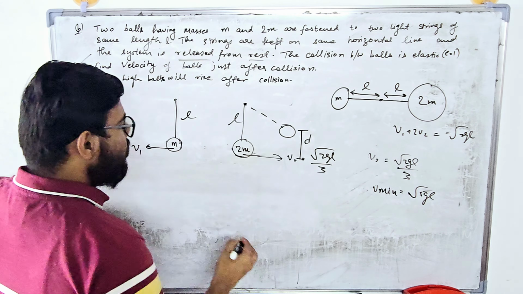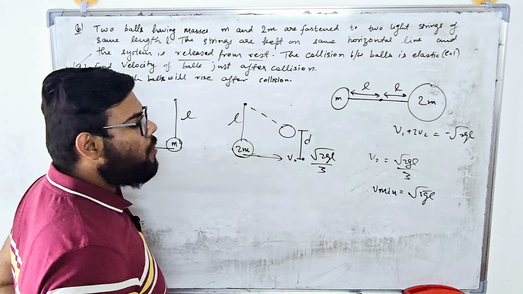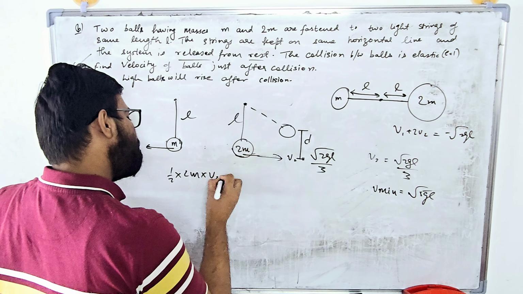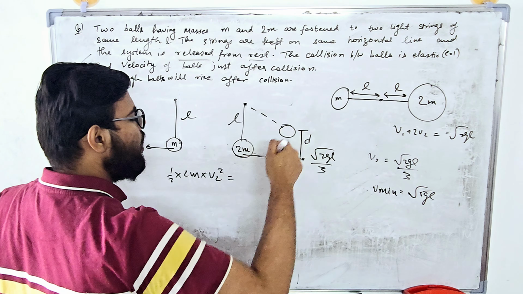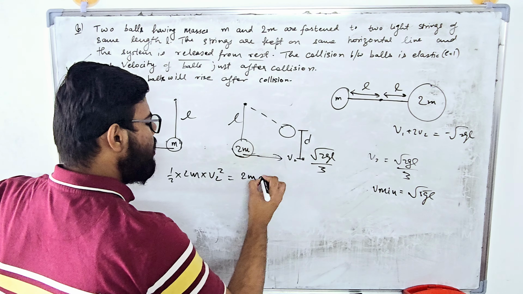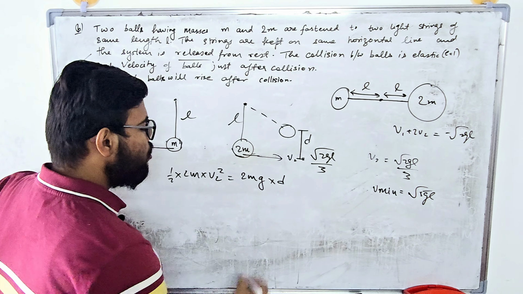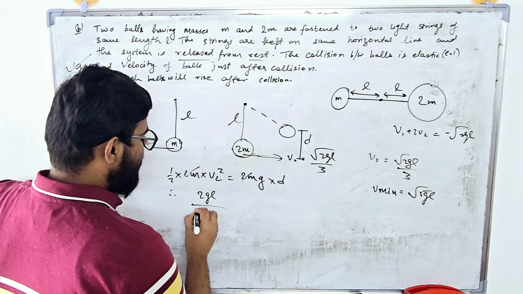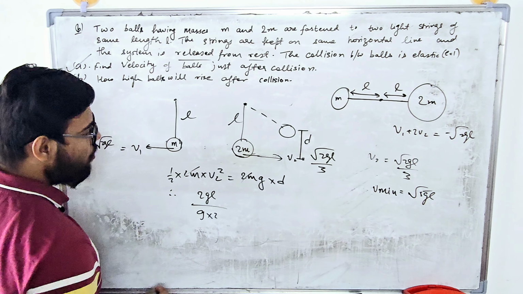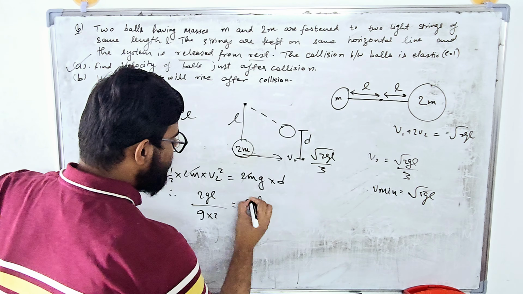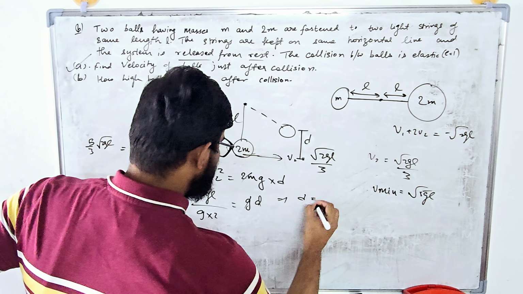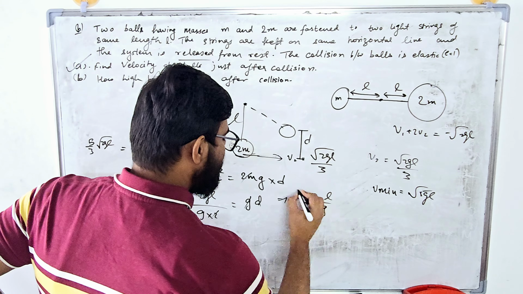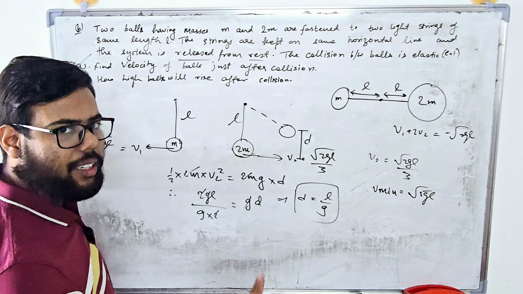By the law of conservation of mechanical energy, half into 2m into v2 square should be equal to the potential energy at that point, 2mg into d, correct? So 2m and 2m get cancelled, and what is v2 square? It is equal to 2gl by 9, times half, is equal to gd, right? g and g get cancelled, so d is equal to, 2 and 2 get cancelled, L by 9. So it will go L by 9, okay? Correct.